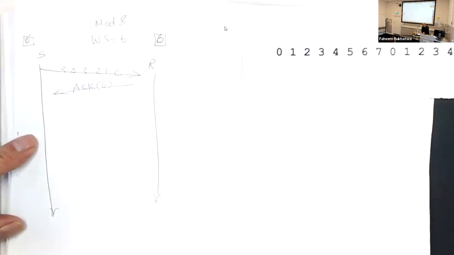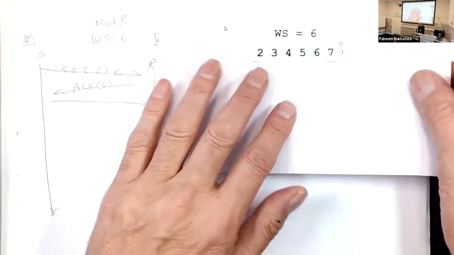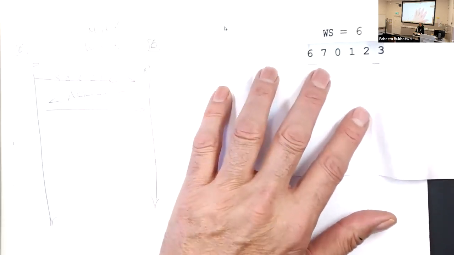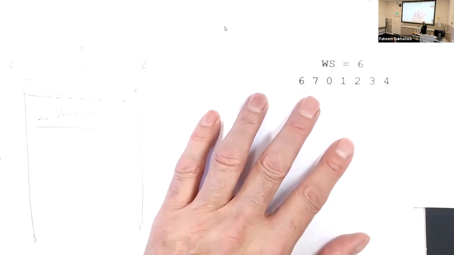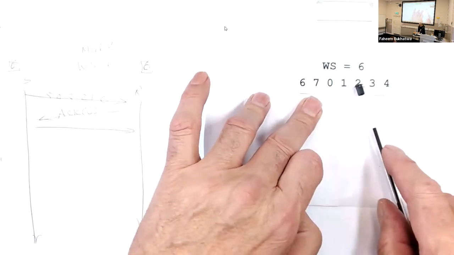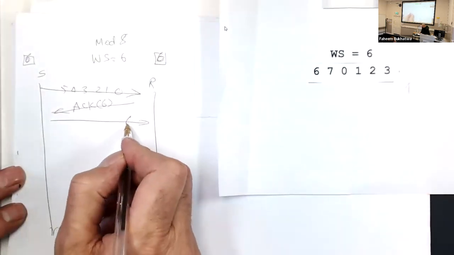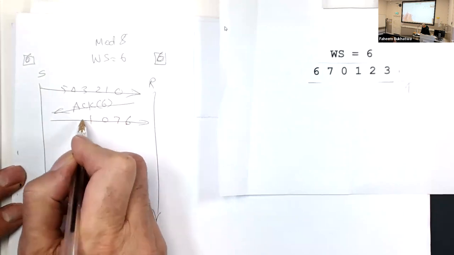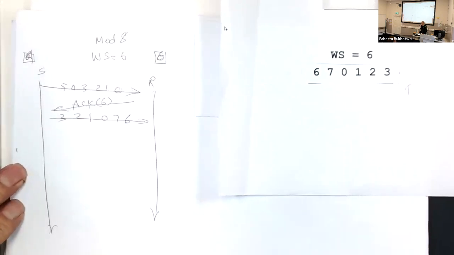And now the sender will send. Once we receive the acknowledgement 6, the window now moves to number 6, and there it is. The sender will send number 6, 7, 0, 1, 2, 3. And it's waiting. The next one it's going to send is 4, if everything goes well.